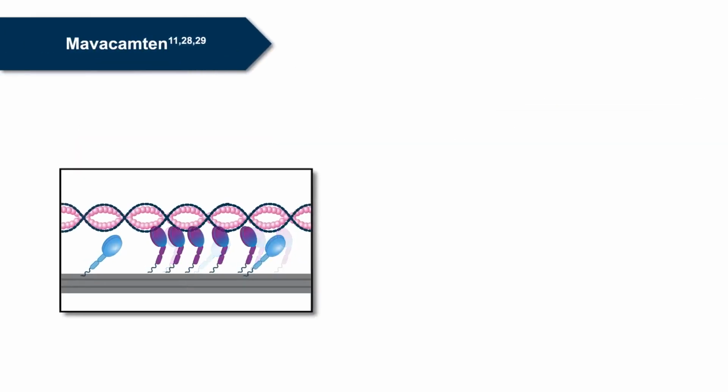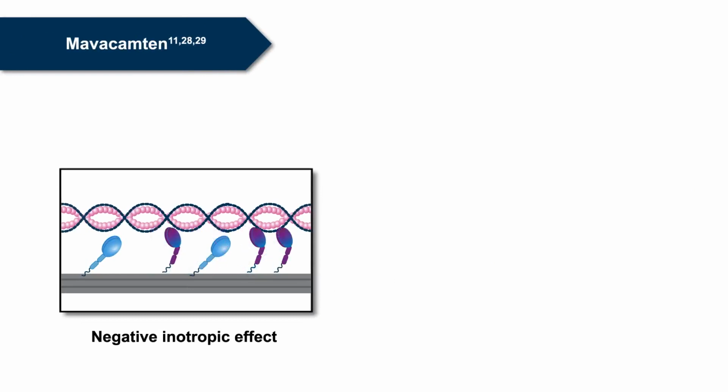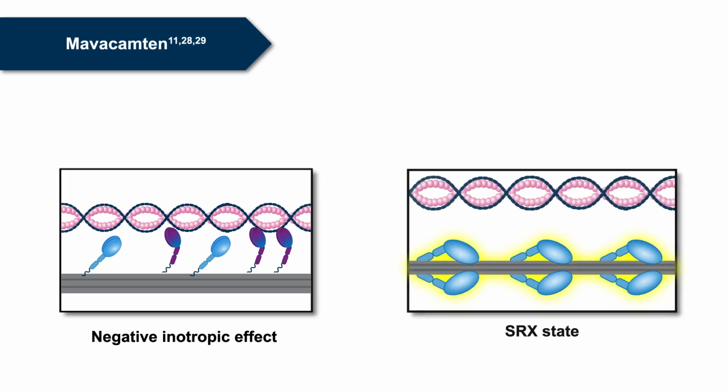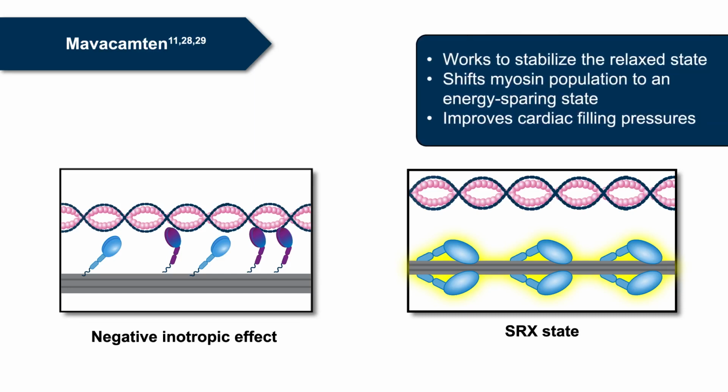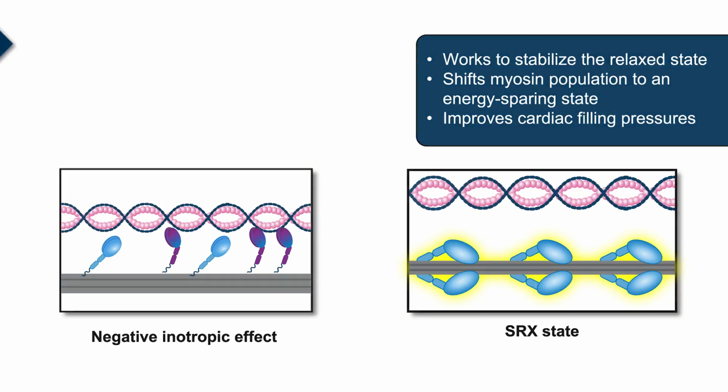In addition to its negative inotropic effect, mavacamten also has an effect on myocardial relaxation. This is achieved through its promotion of what is called the super-relaxed state of myosin, which is a conformation of myosin in which the beta-myosin heavy chain heads, which normally interact with actin, are folded back on the myosin heavy chain. In this state, ATP utilization is dramatically reduced, resulting in improved myocardial energetics and improved diastolic function.